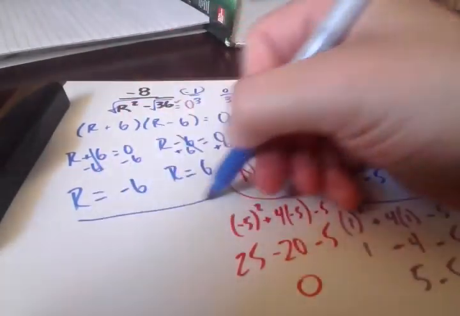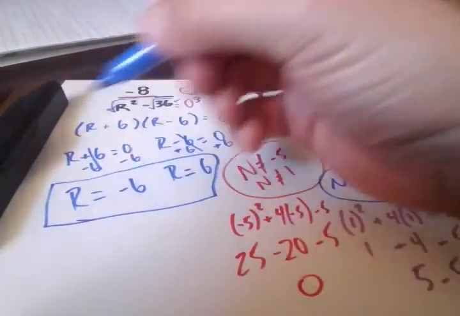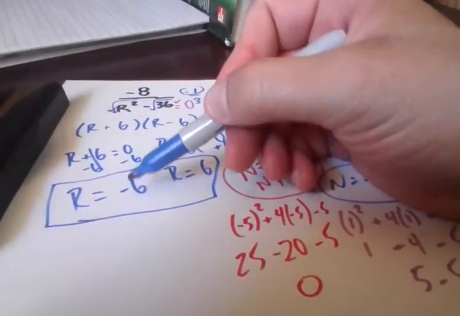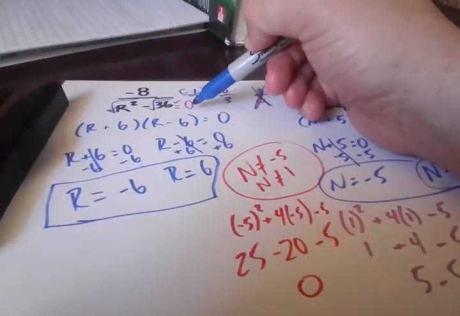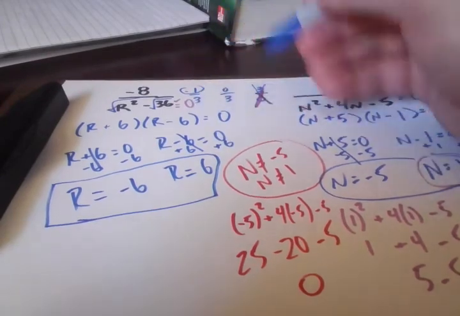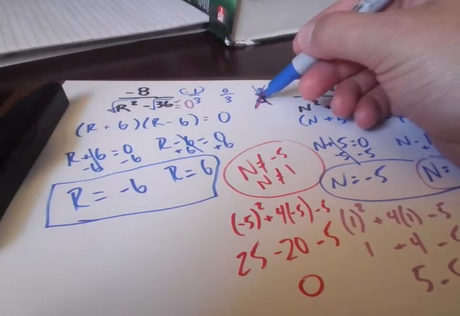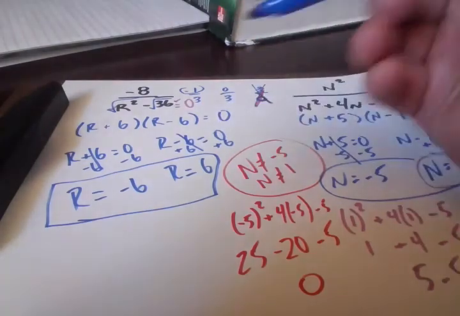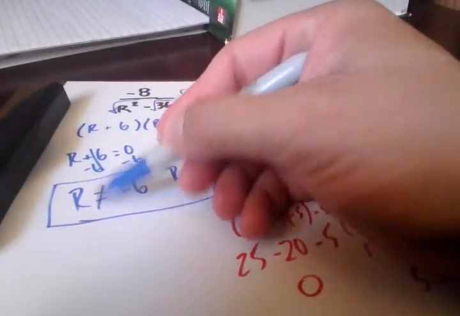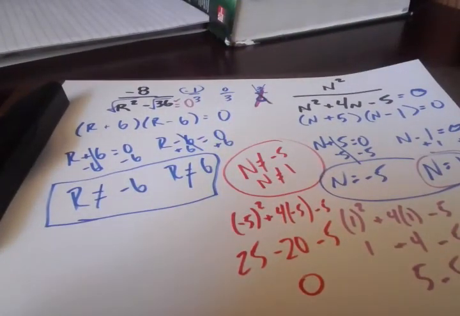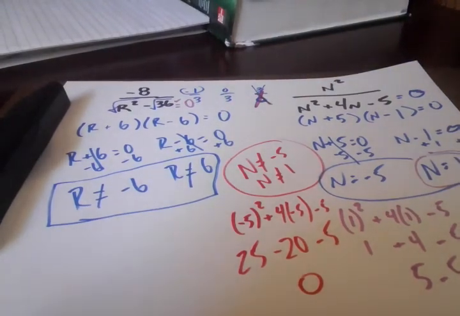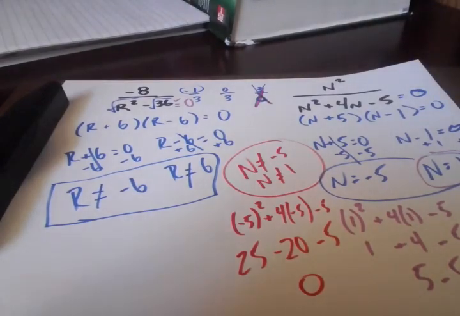Now remember, we're looking for the values that are excluded. Remember, these are the numbers that make this denominator equal 0. And if it equals 0, it's a fraction that has a 0 on the denominator. So we're going to put our little slash through our equal sign. Okay? Remember, we're looking for excluded values. We do that by factoring the denominator and setting it equal to 0.